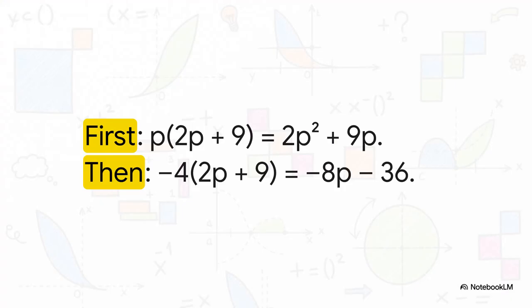Let's see how this works with (p minus 4) times (2p plus 9). First, we take the p from the first bracket and multiply it by that entire second bracket. So p times (2p plus 9) gives us 2p squared plus 9p. Okay, part 1 is done. Then we take the second term, that negative 4, and we do the exact same thing. We multiply it by the whole second bracket. That gives us negative 8p minus 36.